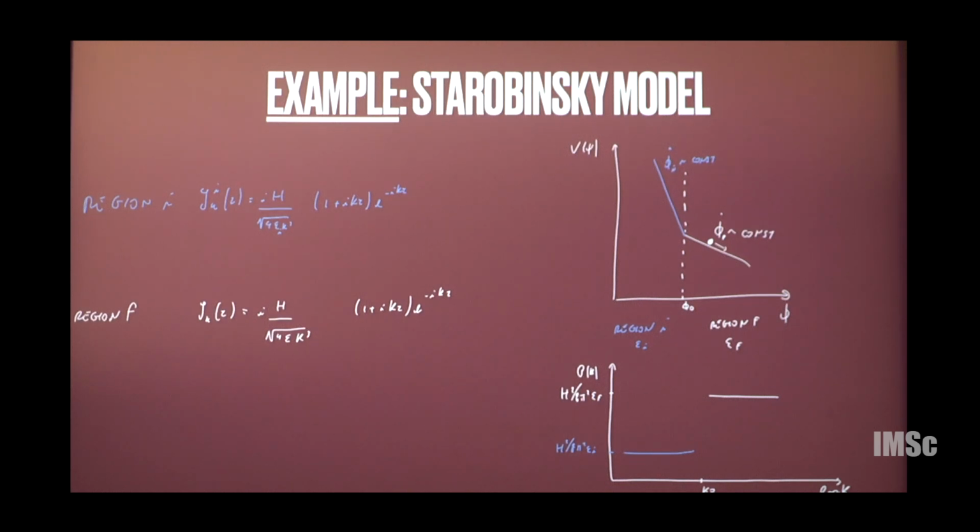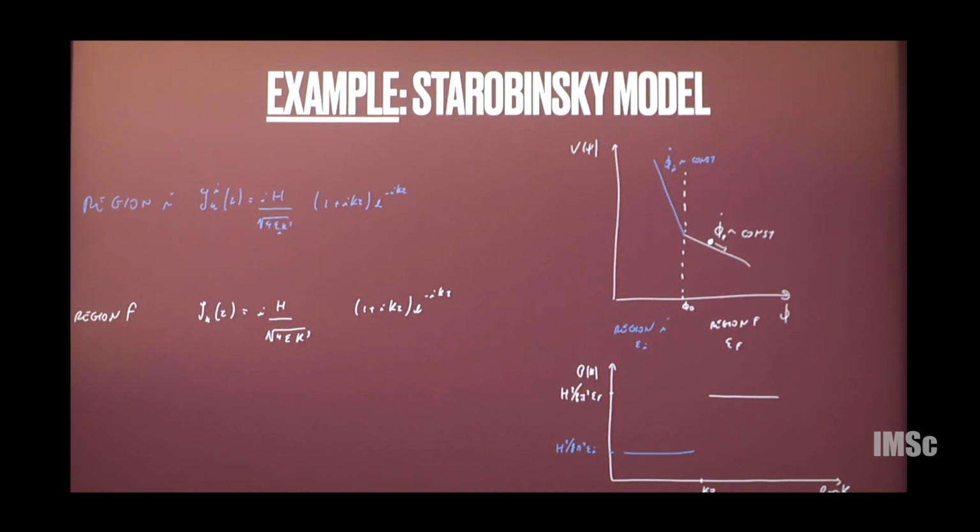Because the overall amplitude of the power spectrum scales like 1 over epsilon, the final result is something like this. You have different amplitudes before and after this transition. But this is in fact not the final result, because I have overlooked a very important point.